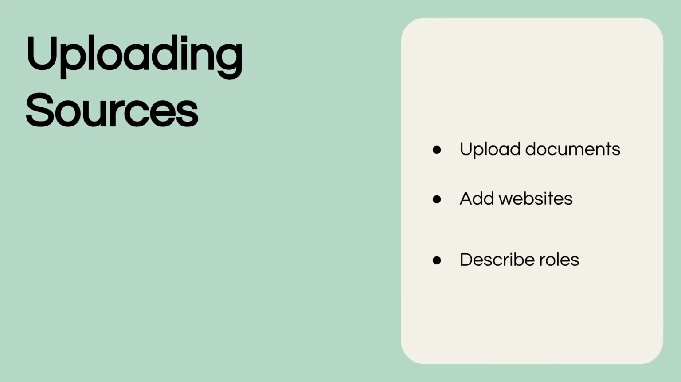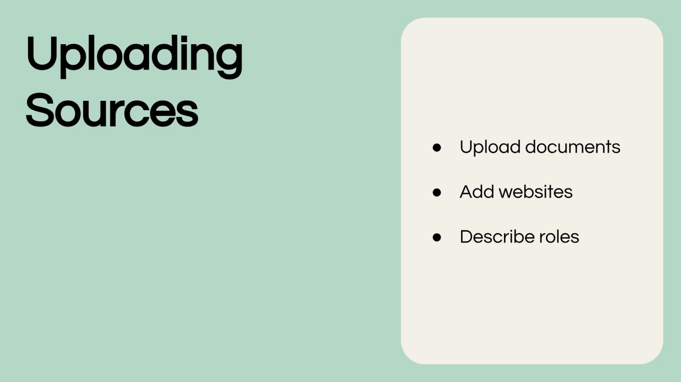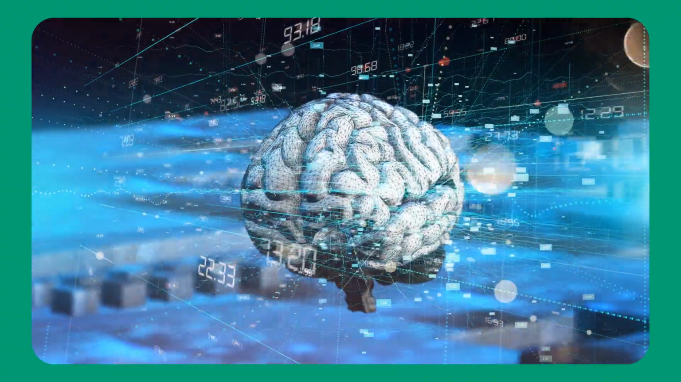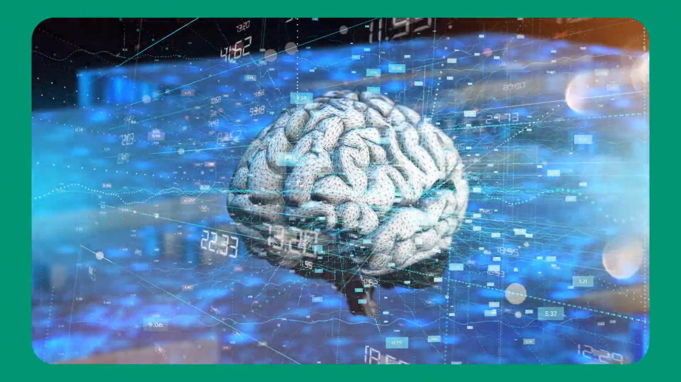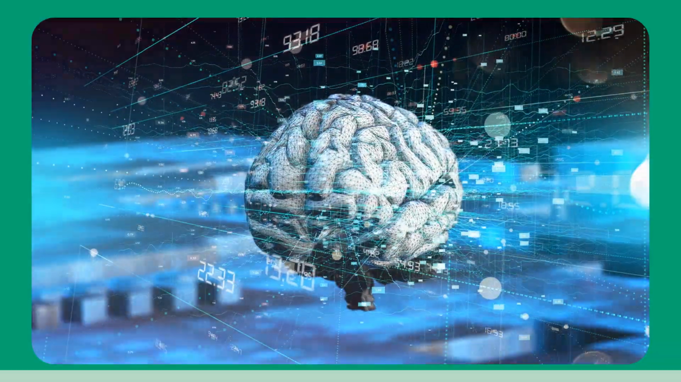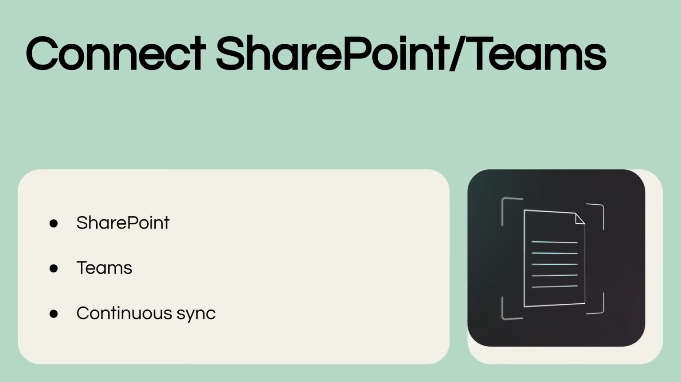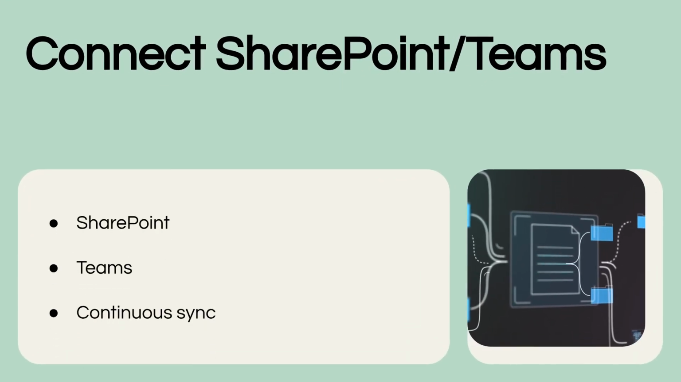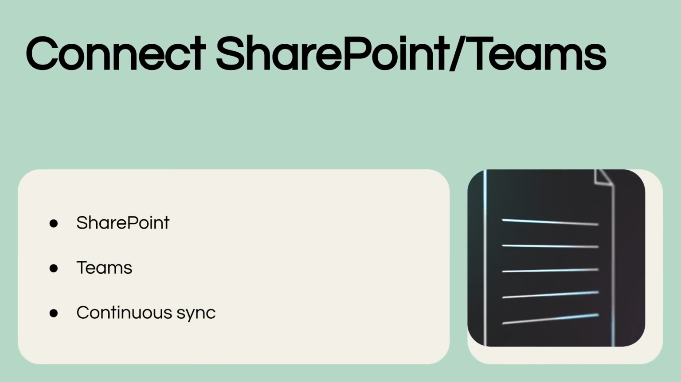You can start by uploading various sources like documents and websites. Simply describe the role of each source to the agent. Visualize documents and website icons flying into the agent's brain icon. This is the integration of new information. For internal data, connect directly to platforms like SharePoint and Teams for seamless and continuous knowledge updates.